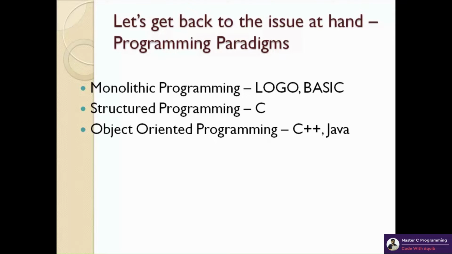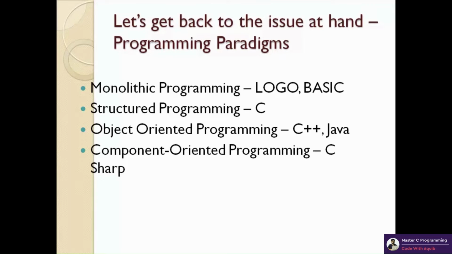In the case of object-oriented programming, required securities were added to prevent hacking of data. And the latest and currently trending one is the component-oriented programming style, which is basically an enhancement of the object-oriented version. And there is only one language in the world at the moment which supports component-oriented programming, which is C#, which is used for making all the iOS applications.